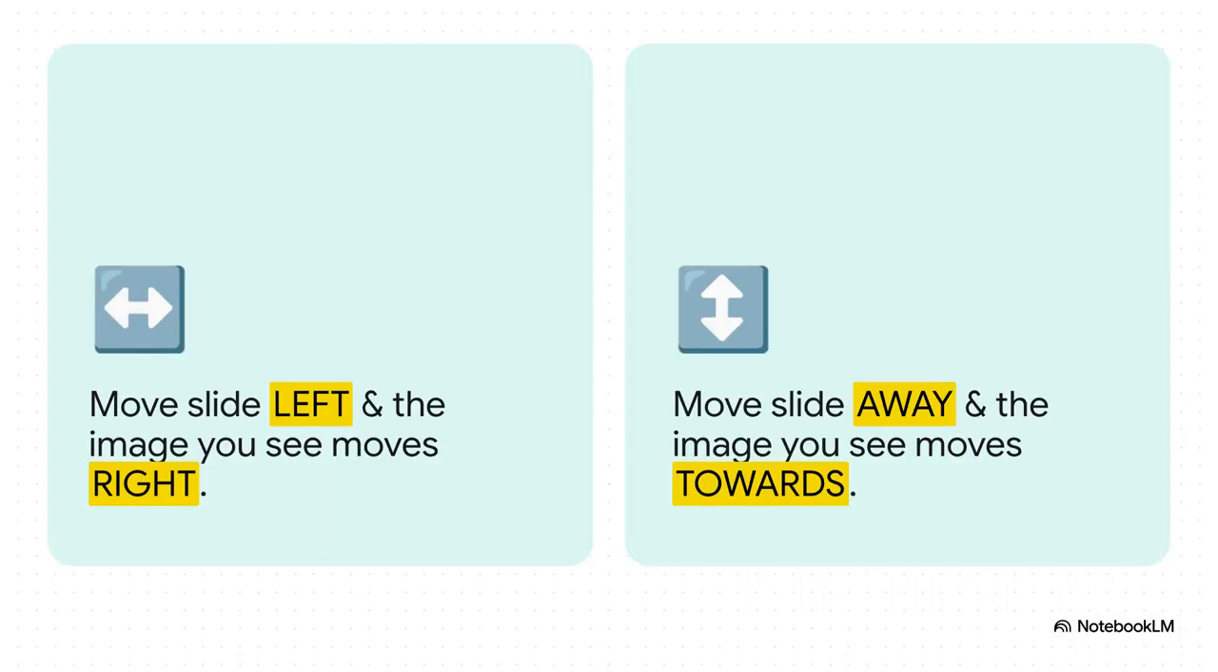Now, when you start moving the slide around, you're going to notice something kind of trippy. When you physically push the slide to the left, the image you're looking at actually moves to the right. When you push the slide away from you, the image moves toward you. Everything is completely flipped and reversed. That's just how these compound microscopes work.